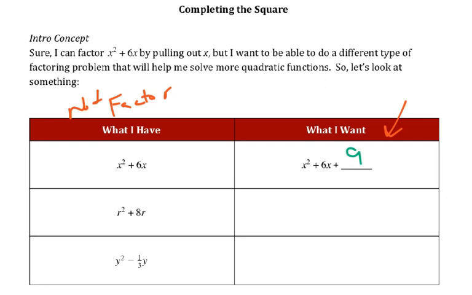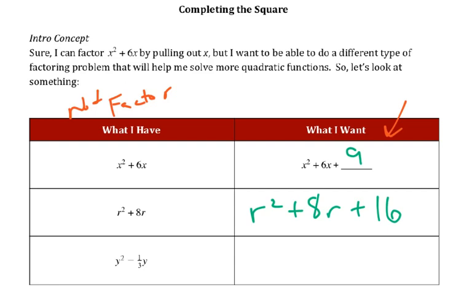So I have r squared plus 8r, and I'm going to take half of that value, which would be 4, and then I'm going to take 4 and square it, and I'll get 16. So I had r squared plus 8r, but I want to have 16 out here.